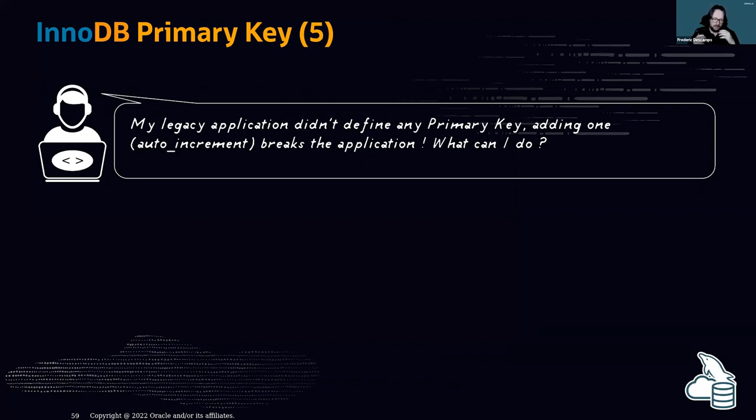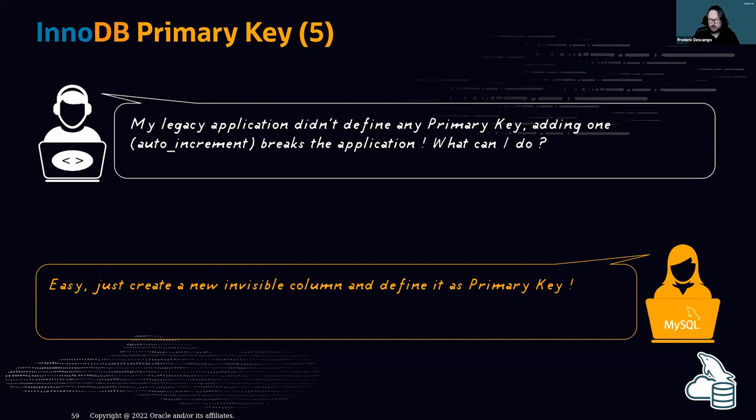Now you can say, yes, of course, but my legacy application didn't define any primary key, and adding an auto-increment breaks the application because it was not expecting this key there. So what can I do? Easy, just create a new invisible column and define it as a primary key. MySQL 8 allows you to do that.